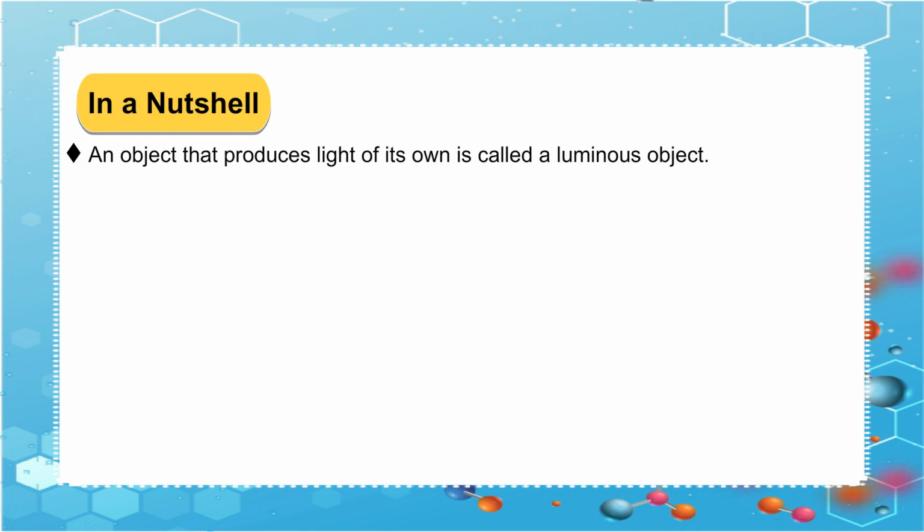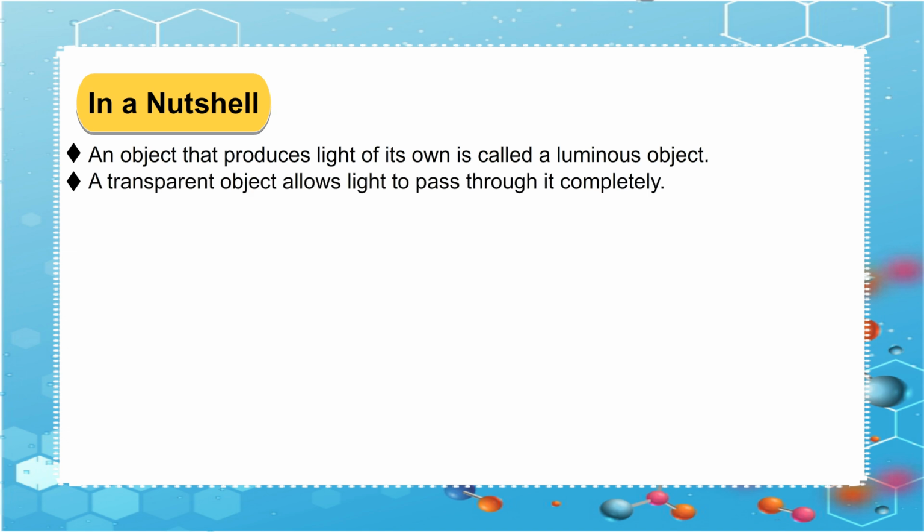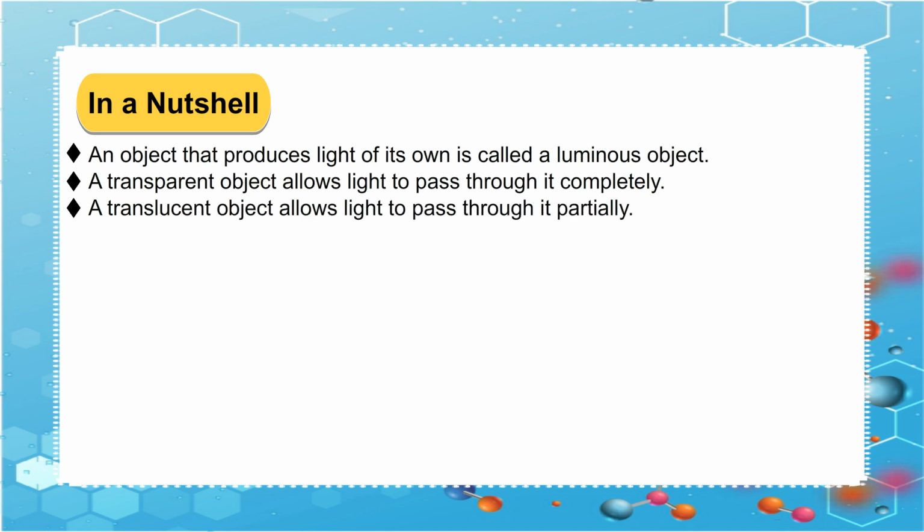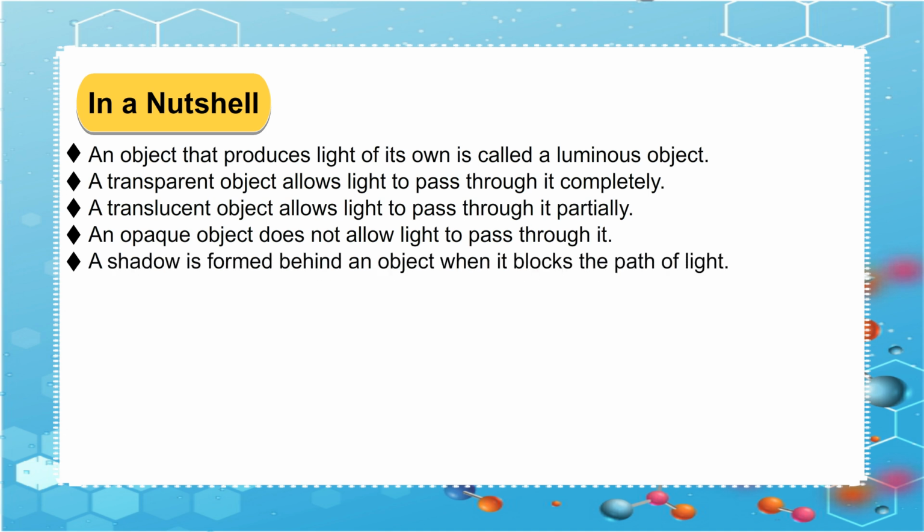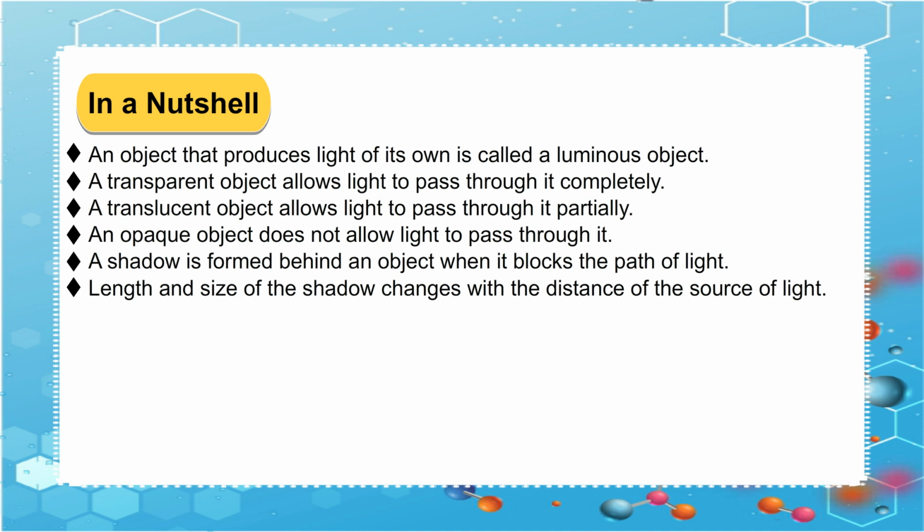In a nutshell, an object that produces light of its own is called a luminous object. A transparent object allows light to pass through it completely. A translucent object allows light to pass through it partially. An opaque object does not allow light to pass through it. A shadow is formed behind an object when it blocks the path of light. Length and size of the shadow changes with the distance of the source of light.